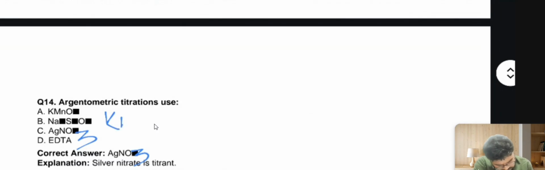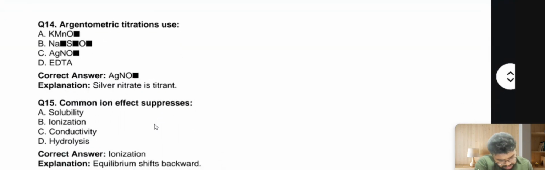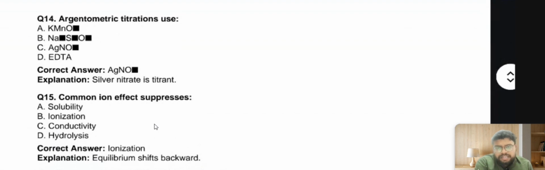Okay. Another question, question number 15. Common ion effect suppresses solubility, ionization, conductivity, hydrolysis. The correct answer is ionization. The common ion effect suppresses ionization because the equilibrium shifts backward.